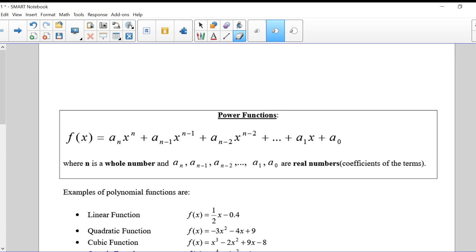So they're not square roots. You don't have x to the power of a half. You don't have x to the power of minus 1. You don't have that with a power function. So they're the simplest functions that you can possibly have. We call them power functions or polynomials.